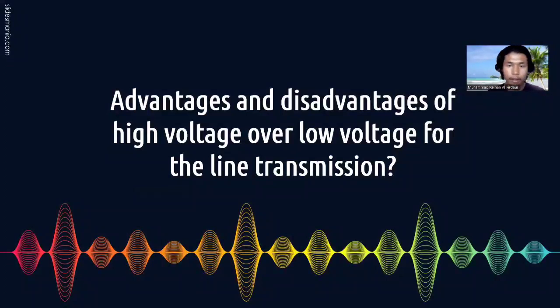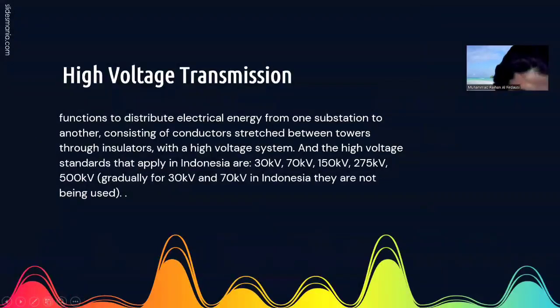Okay, maybe we can go to the first. First of all is high voltage transmission. High voltage transmission is a function to distribute electrical energy from one substation to another. It consists of conductors stretched between towers, with insulators, in a high voltage system.